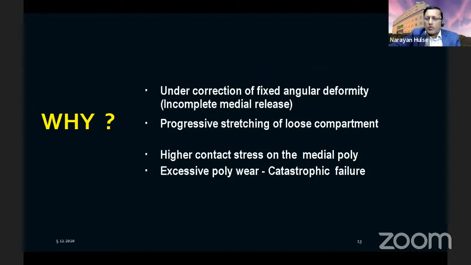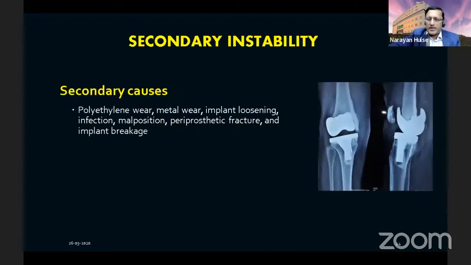So what was the reason? Most likely reason probably is an imbalanced knee. And probably there was a very high degree of uncorrected varus deformity, which has led to a progressive stretching on the loose lateral compartment that has put a lot of pressure on the poly and led to a catastrophic wear. Usually in the new poly, it is not common, and it used to be more common with less than 6 mm poly. The one which was in this knee was a 10 mm poly, it was a PS knee.